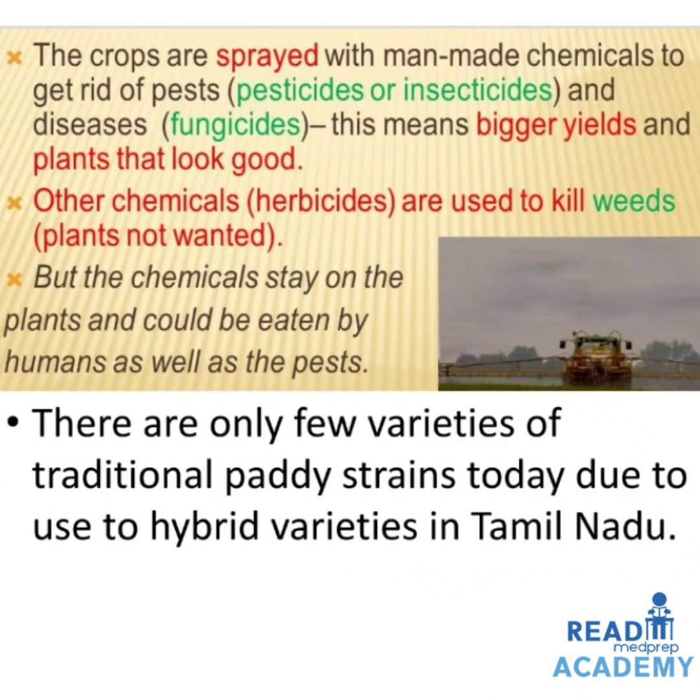The crops are sprayed with man-made chemicals to get rid of pests. These are called pesticides or insecticides. And to overcome the diseases, fungicides are sprayed. This means bigger yields and plants that look good. Other chemicals, like herbicides, are used to kill weeds, the plants that are not required. But the chemicals stay on the plants and could be eaten by the humans as well as the pests. On the right side, you can see the spraying of the chemicals by special vehicles in the field.